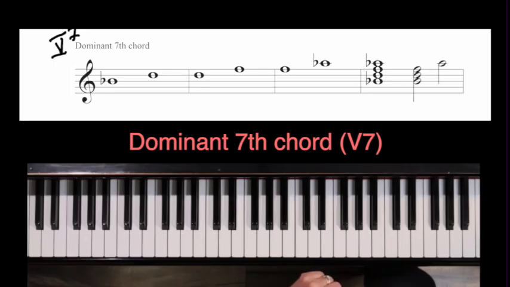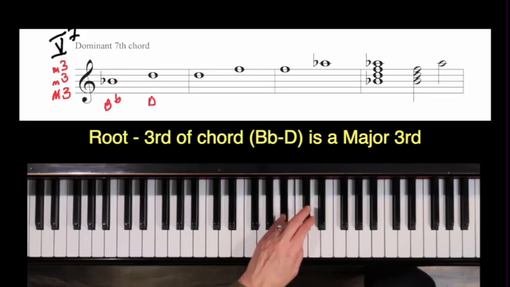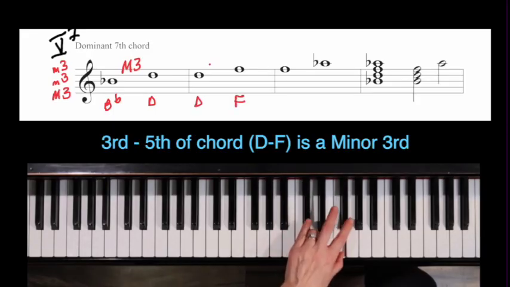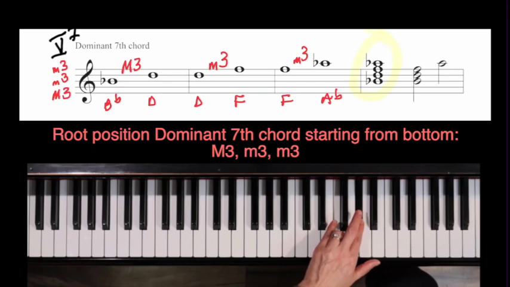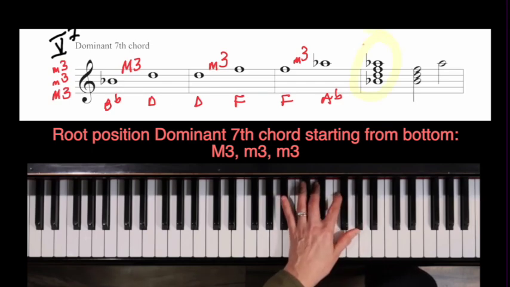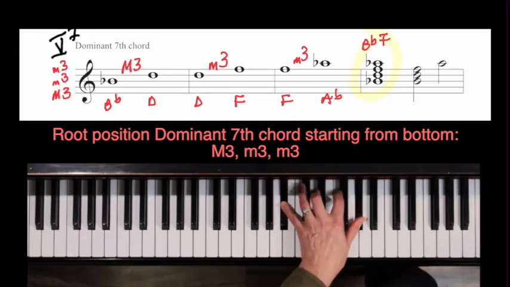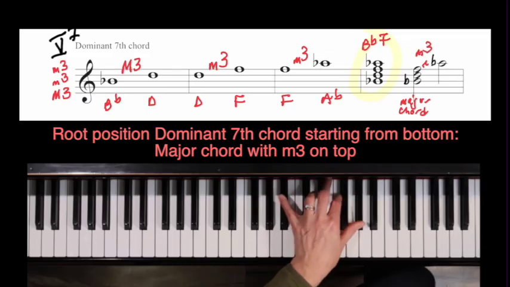Finally, we have our dominant 7th chord. That one is stacked up from the bottom in root position. So we have B flat to D, major third, D to F, minor third, and F to A flat, another minor third. The chord at the end of the line here is a B flat 7, implying dominant 7. Major third, minor third, minor third. A major chord on the bottom plus a minor third on the top.